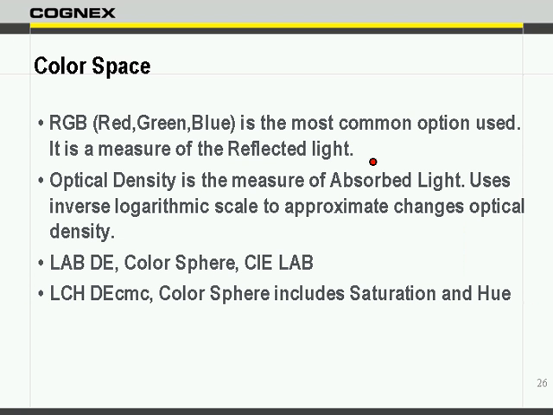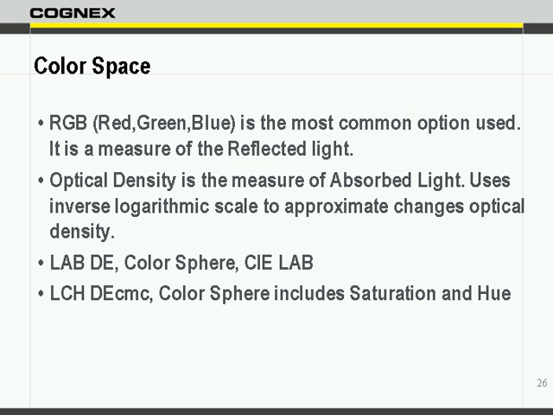So of course RGB is the most commonly used option. It is a measure of the reflected light, and that's what we obtain. Optical density uses an inverse logarithmic scale to approximate changes in optical density, because optical density is a measure of the absorbed light as opposed to the reflected light. That's why the opposite basic colors are used.